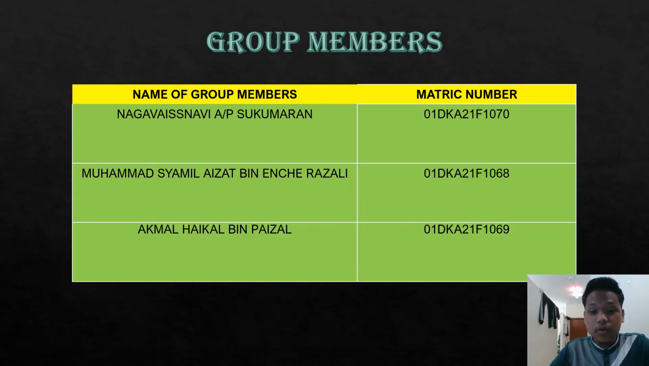Okay, now I would like to continue our slide to group member. First, Naga Vaishnavi, anak perempuan Sukumaran. Okay, second, me, Muhammad Syamil Aizat bin Encik Razali. And the third one is Akmal Haikal bin Faizal.